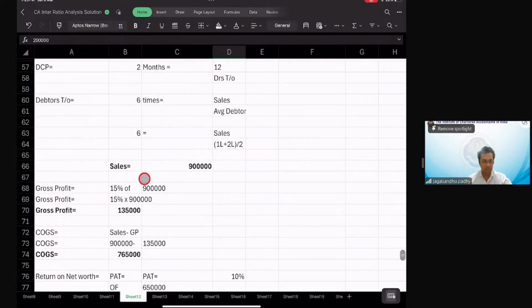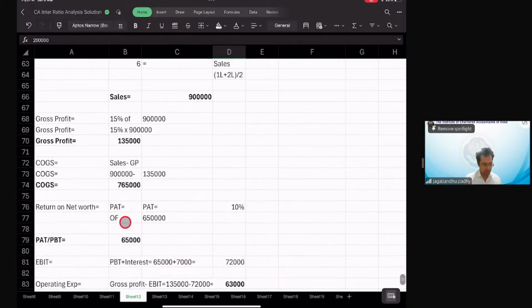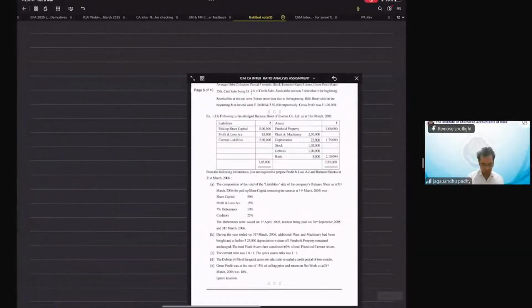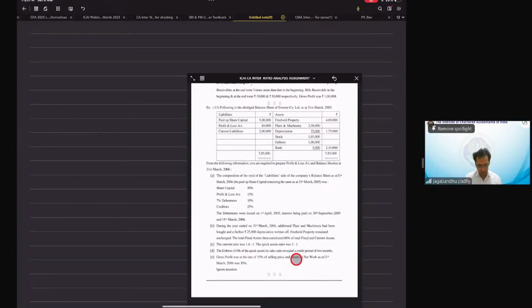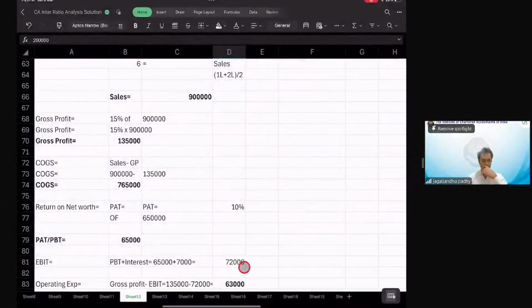Once we get the sales, when we compute the gross profit, COGS will be obviously the difference between sales and gross profit. Return on net worth is given in the question. Return on net worth is 10%. So when we say return on net worth, that is PAT upon net worth or own funds. PAT or PBT is what we got. And then since we have the PAT or PBT, we can get the EBIT number also by adding interest to PBT. So PBT, profit before tax plus interest, will give you EBIT.